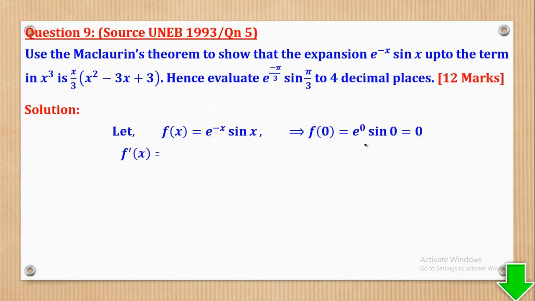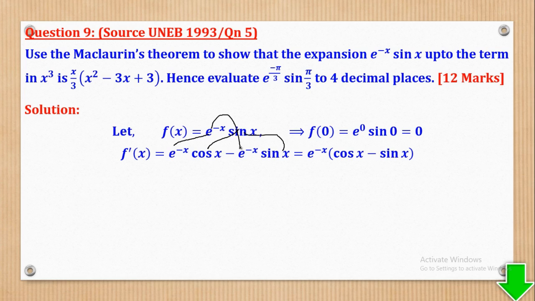Now this is a product, therefore we use the product formula to differentiate. So keep this one constant, differentiate this to come up with this, plus keep this one constant, which is this, and differentiate this to come up with negative e^(-x). That's why you see a minus here. Factorize out e^(-x) to come up with this. Then when x equal to 0, you'll come up with 1.